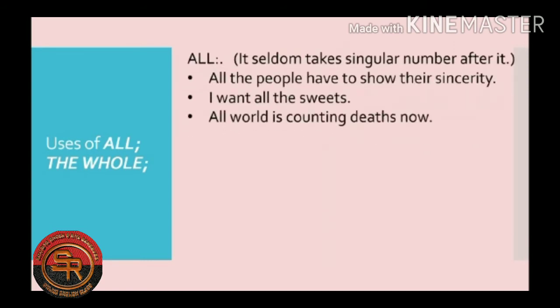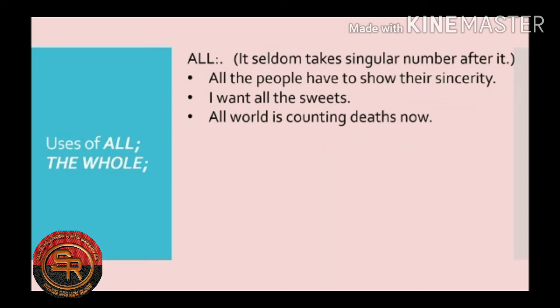Okay. So I'll show in this slide the uses of all and the whole. All seldom takes the singular number after it, singular number of noun and pronoun. So I have some examples. All the people have to show their sincerity. All the people. People, that is plural. I want all the sweets. Sweets, that is plural. So all the sweets.